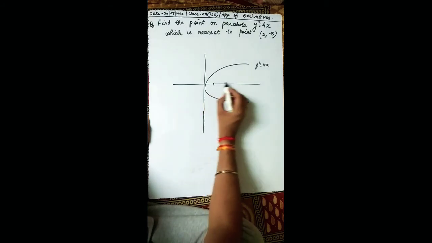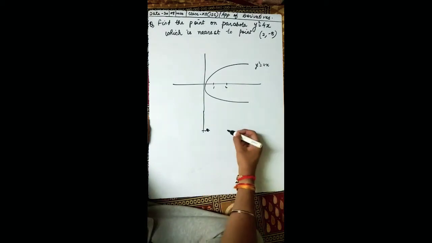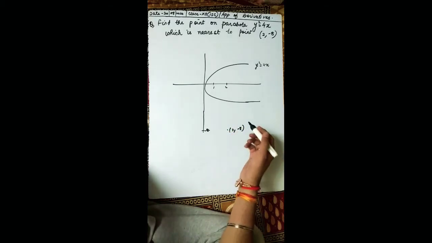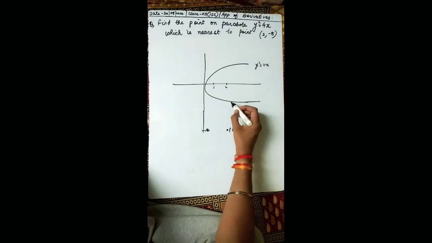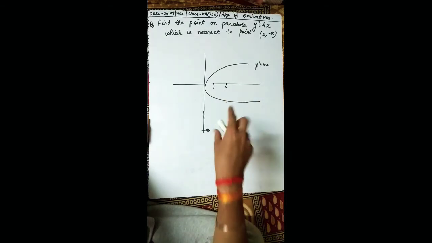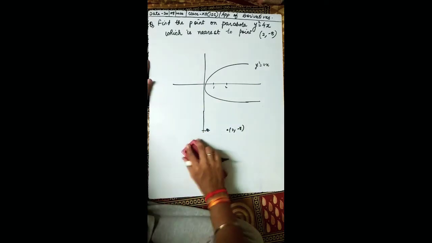Where can (2, -8) come? This is 1, this is 2, and say for example this is minus 8. So this is the point (2, -8). So which is the point on the parabola that is nearest to that point, which we will find with the help of the concept of maxima and minima. So let us do this question.